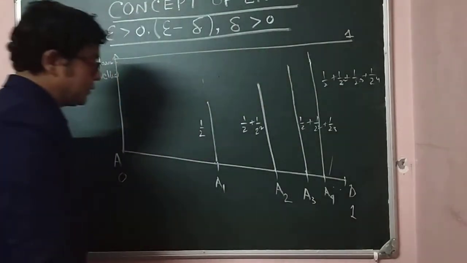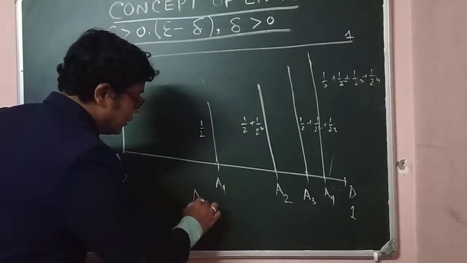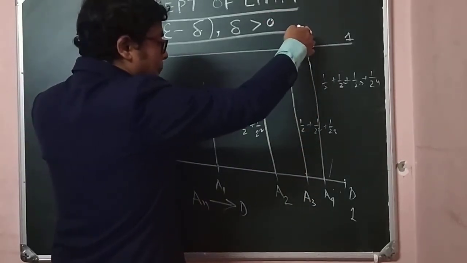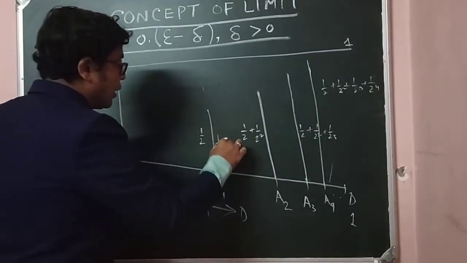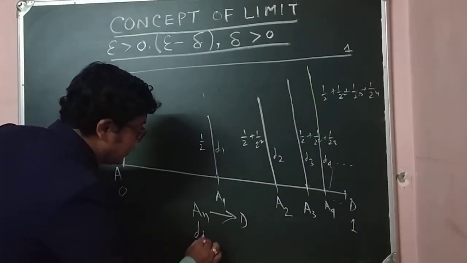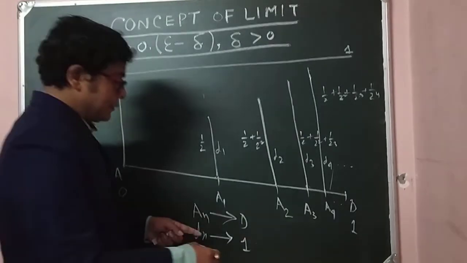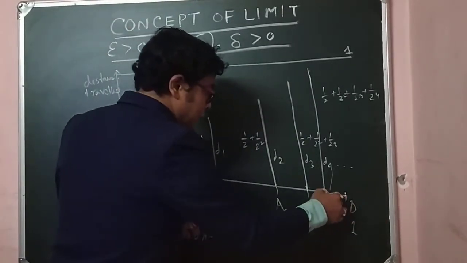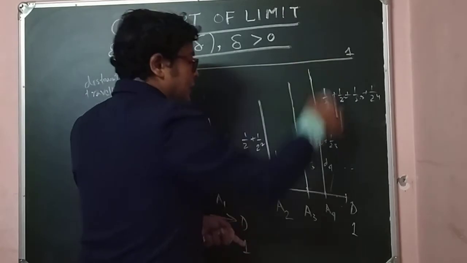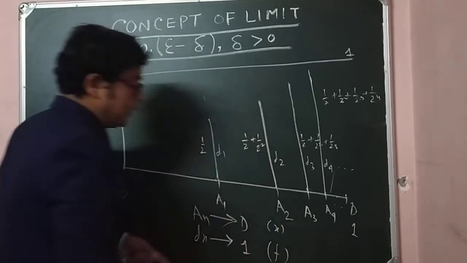This means that two things are there. Your point of approach is going towards D. Mathematically we write this as An tends to D, this position, and the value of the function, if we call it this is D1, this is D2, this is D3, this is D4 and so on, this value Dn is again approaching towards 1. So what is the point over here? As we go on increasing towards D, Dn will approach 1. So this is independent, and this Dn depends on your approach. So this is our x, and this we call f.